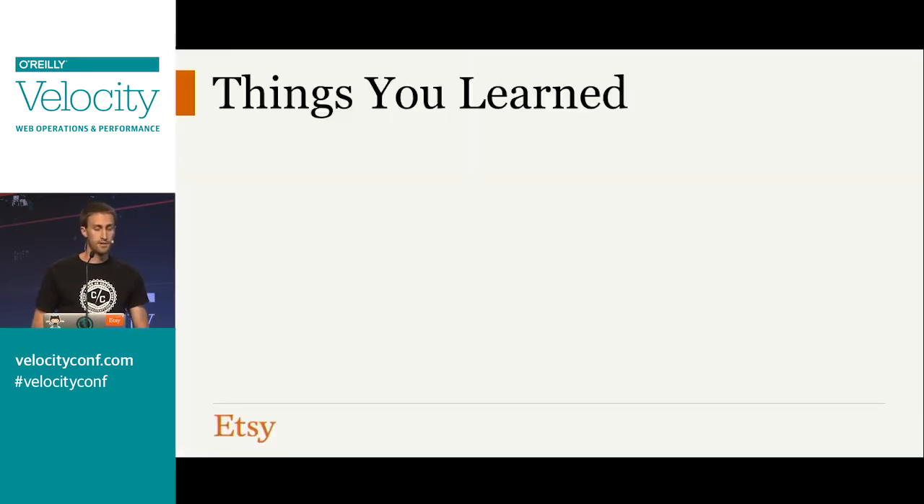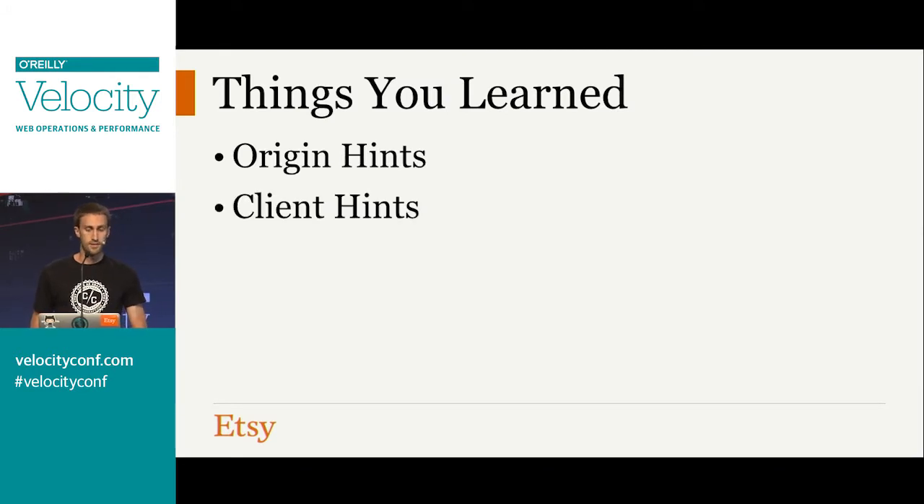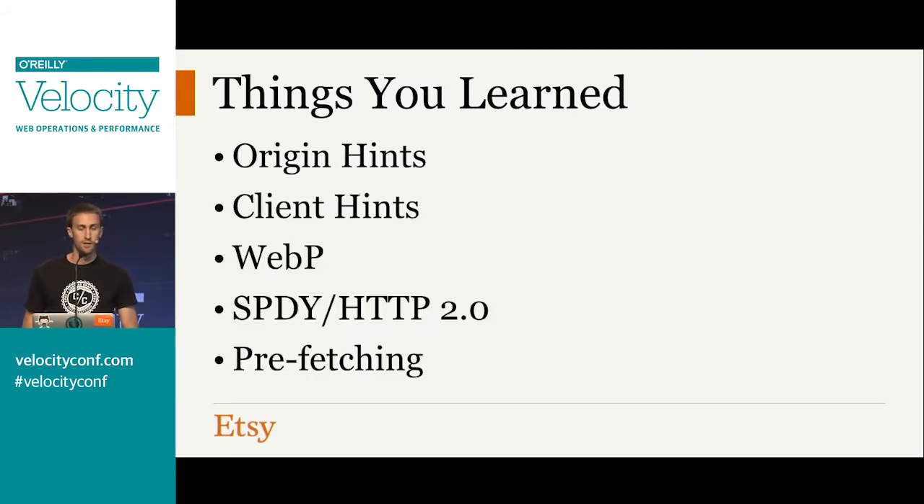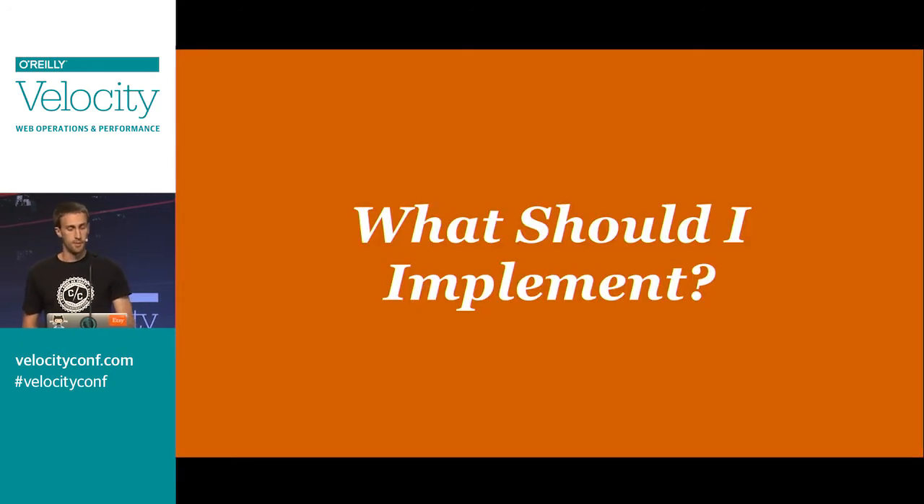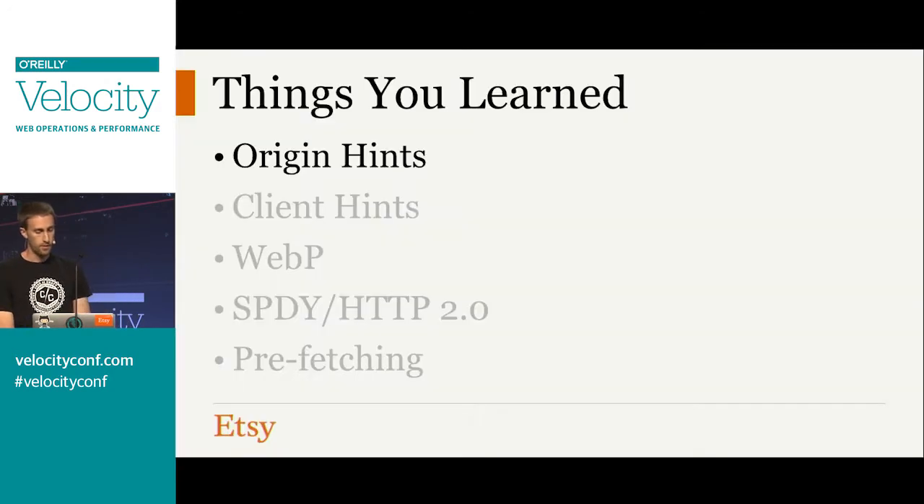You may have learned about things like origin hints, client hints, WEPI, SPDY, prefetching. And when you look at a list like this, it can be very easy to wonder what you should implement. My objective today is to make this story have a happy ending by showing you which optimizations are going to have the biggest impact for the smallest time investment. So let's start at the top, origin hints.